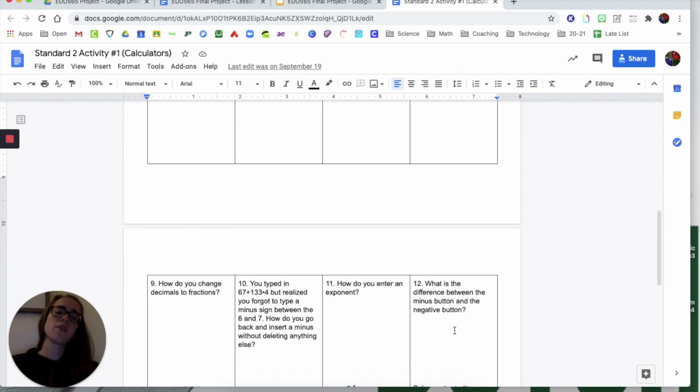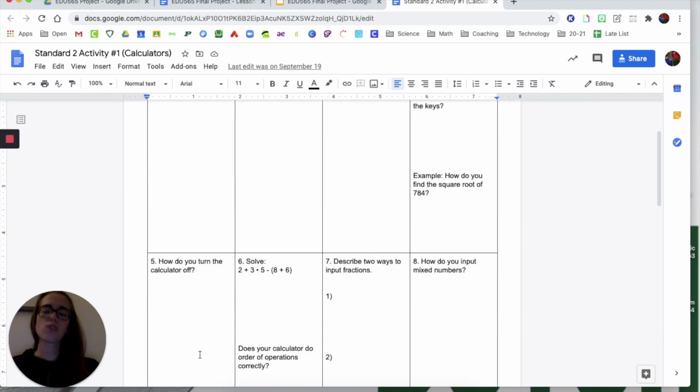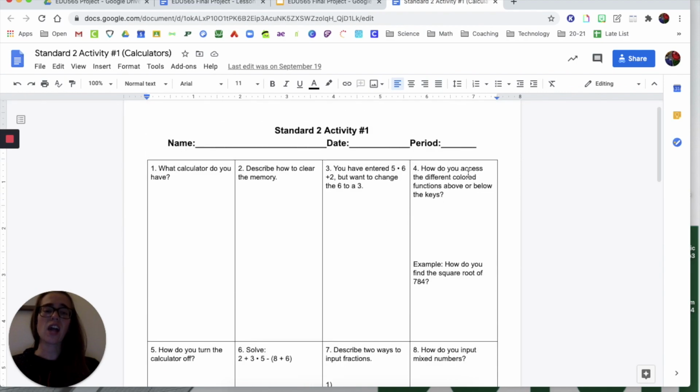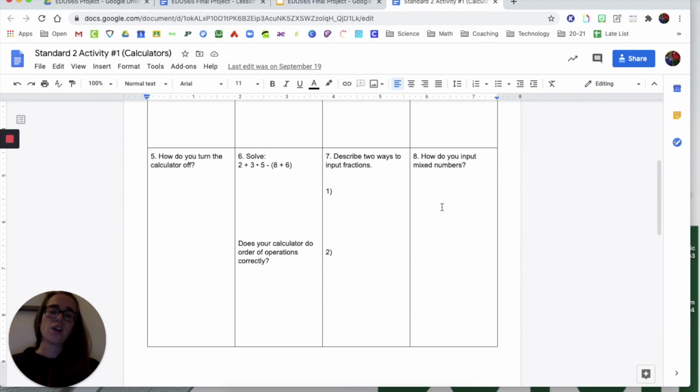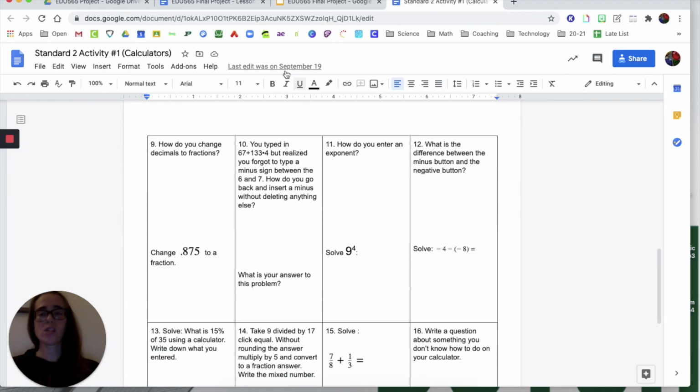And I like this activity because it's accessible for everyone. There are questions that are super simple, like what calculator do you have? They're just finding the brand name and writing it down. There's ones like how do you turn off the calculator? So very, very accessible. But then there are ones that are a lot more challenging, like how do you access the different colored functions above or below the keys? This is referring to the second button on a calculator that allows for additional functions. There are some questions that ask for multiple strategies and multiple ways to insert things. So these questions can challenge the students who need a challenge, and then there are the questions that are accessible for everyone to be able to do.